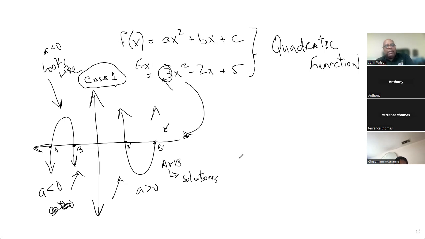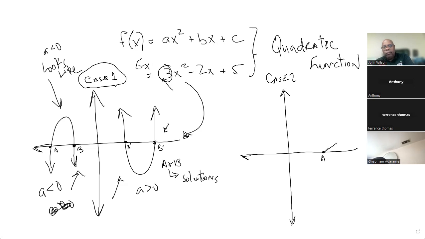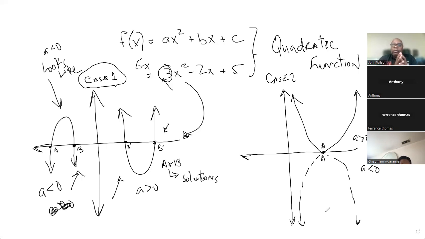The second possibility is case two. Case two says there's one solution. I'm going to call this point A. So this one shows A greater than zero. This one down here will be A less than zero. But this is an example, point A, like I said, where there's only one solution.